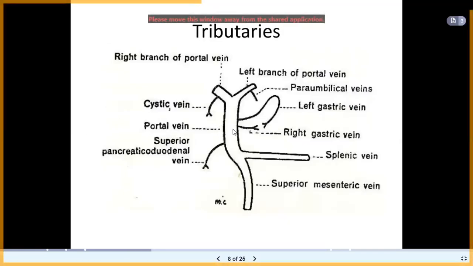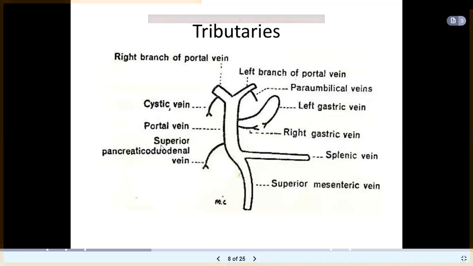Now this is the line diagram of the whole portal vein which you can draw for your exam. But take care to use a violet colored pencil in order to draw the portal vein. Now we know the portal vein is formed by the union of superior mesenteric vein and splenic vein. So this is our hepatic portal vein.